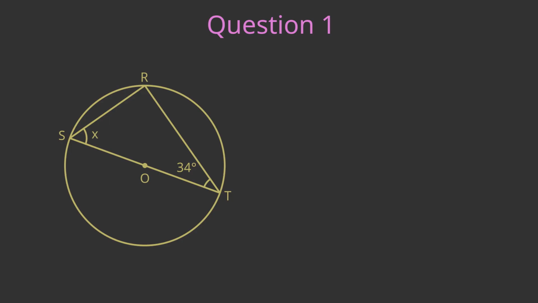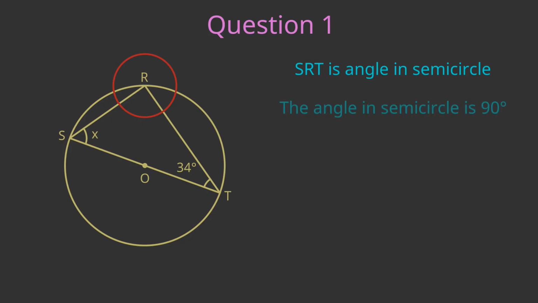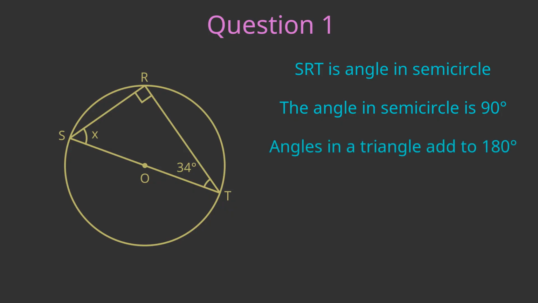It looks like it will probably involve the circle theorems. Since one side of the triangle is the diameter of the circle, this means that the angle SRT is an angle in a semicircle. We know that the angle in a semicircle is 90 degrees, so we can mark SRT as a right angle. We also know that the angles in a triangle add up to 180 degrees.